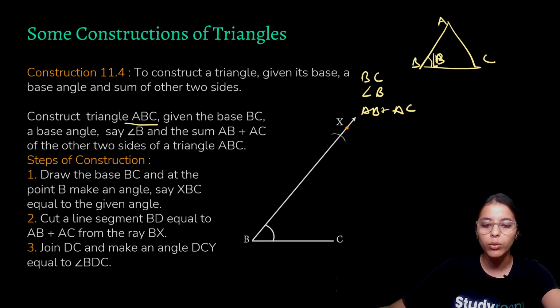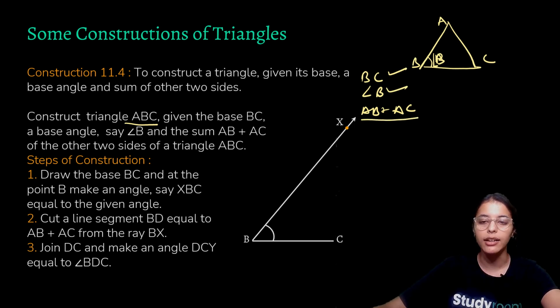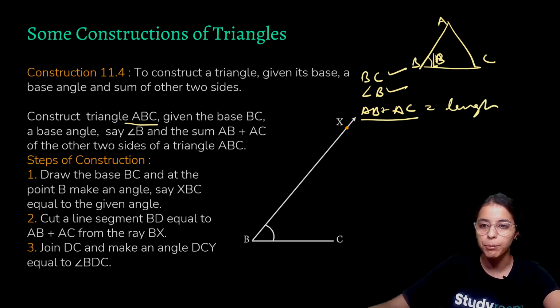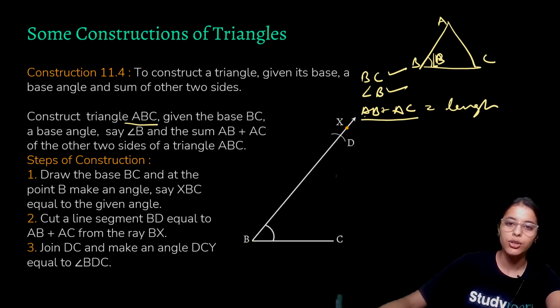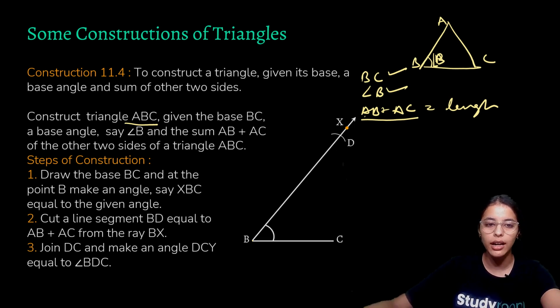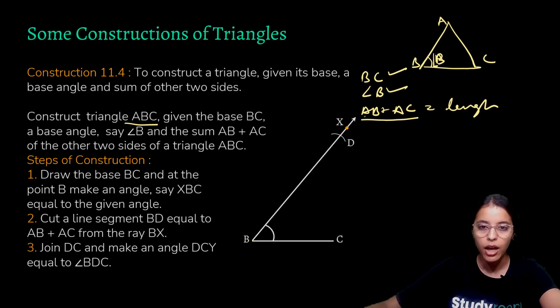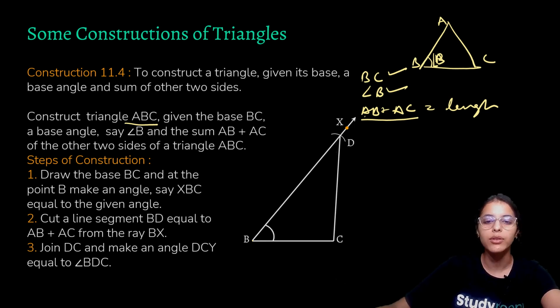Now we are done with this part. Now what we'll do is measure this length by a compass and open a radius equal to the length of AB plus AC. And we put the needle of the compass at B and draw an arc. As we have drawn it over here, we'll mark it as point D. So our next step is to join the points D and C, like this, as we have drawn it.